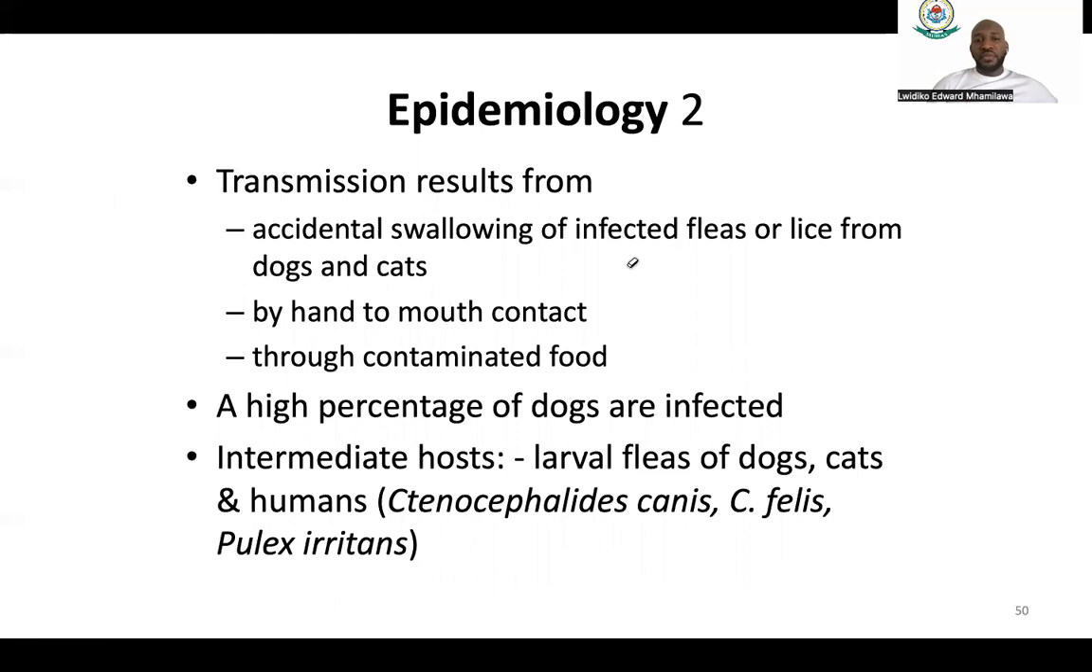Transmission: you swallow the fleas and lice that come from dogs. So this is when children, or even people who have pets, play with dogs and hug the dogs and things like that, and the fleas that are infected can come out and get into the mouths of the children, and then they could get contaminated. A high percentage of dogs are usually affected. Intermediate hosts are the larval fleas of dogs and cats, and humans can get to be hosts too.